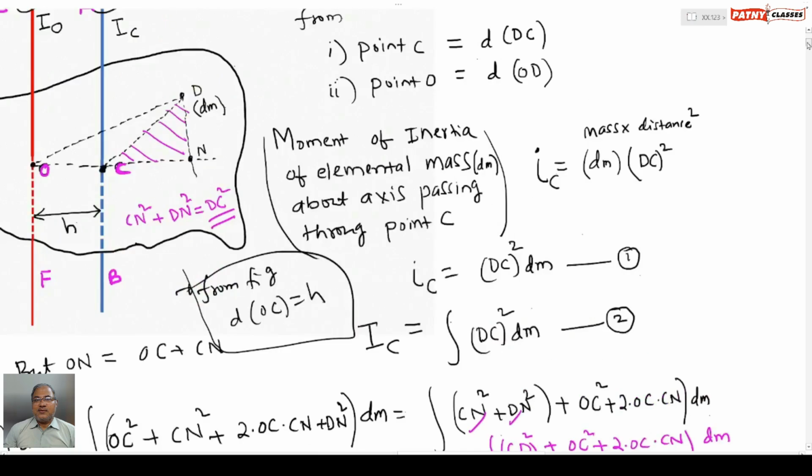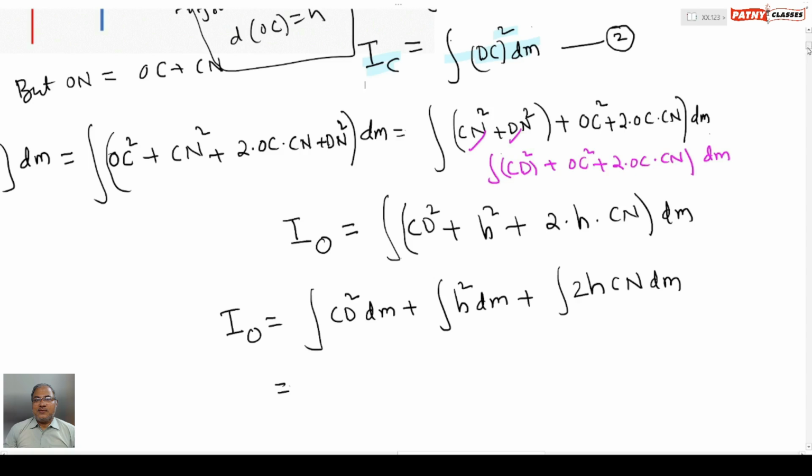But IC is nothing but integration of DC square dm, that is from equation number 2. Therefore, here CD square dm shall be replaced by IC. Therefore, I naught equals IC plus H square integration dm plus 2H integration CN dm.